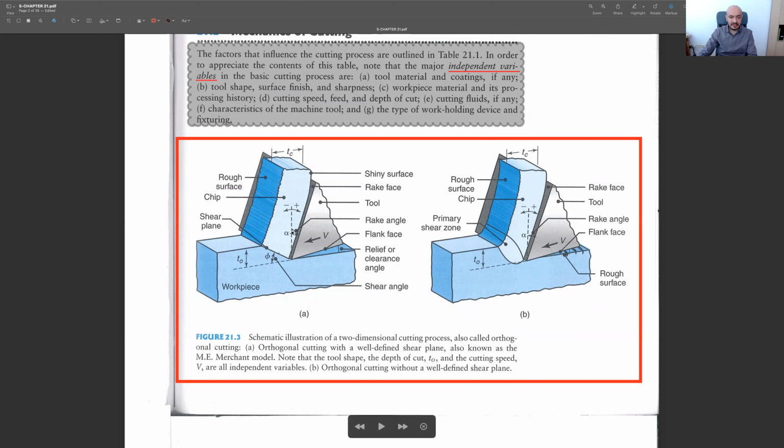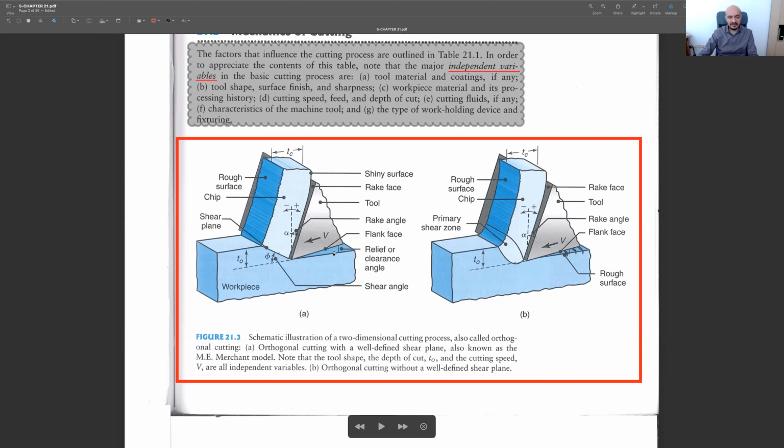Let me discuss some angles, the most important angles of the tool. Here you see we have an angle called the rake angle. Since it's the angle between the vertical plane and the rake face, that's why people call it the rake angle. We use the letter alpha to define this angle, and it is positive in the clockwise direction, and it is negative in the counterclockwise direction. Okay, it is 0 when the rake face is vertical.